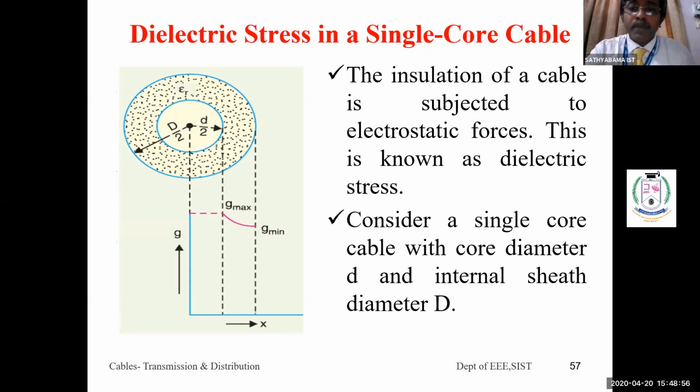Before that, please see the theory part. Consider a single core cable with a core diameter small d. Please remember, small d is the internal surface, and capital D is the outermost surface.